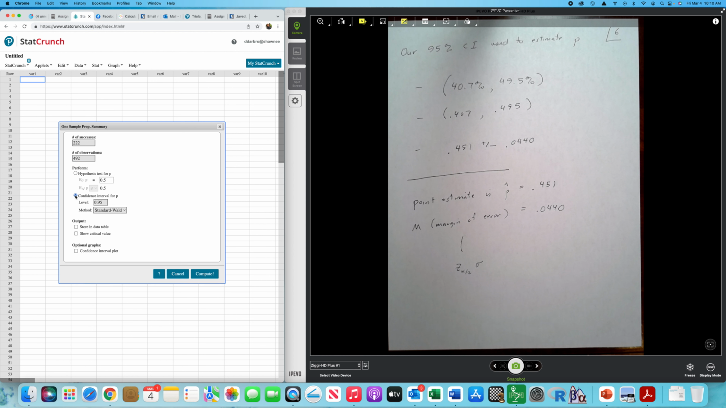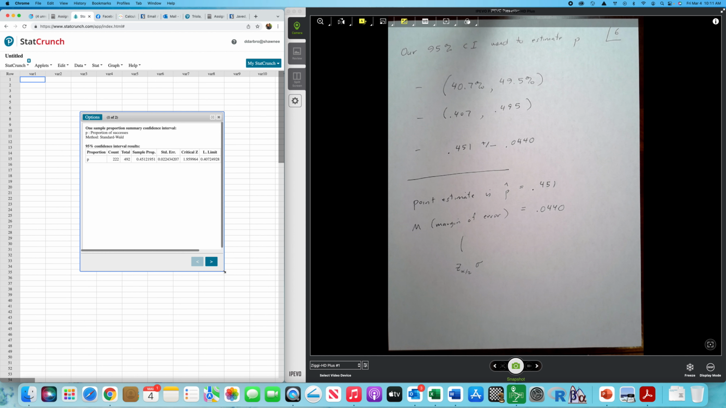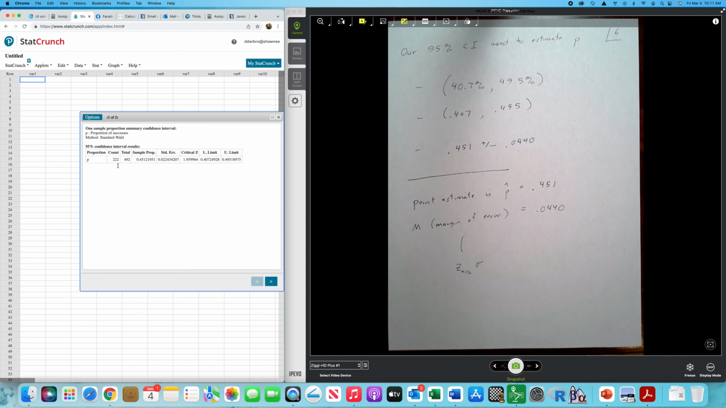I am working with a confidence interval now, and I went to 0.95. For reasons I won't go into, we use what's called the standard Wald. You can show your critical value if that kind of stuff interests you. And the confidence interval plot, I don't really remember what that looks like, but I don't remember it to be that interesting. But let's just click it to see. It's not going to mess with any of the important stuff that we need. So when I go compute, let's see what we got.